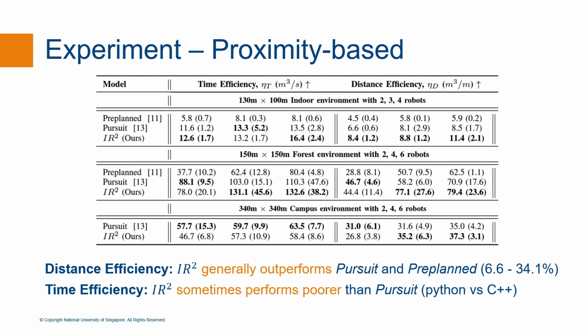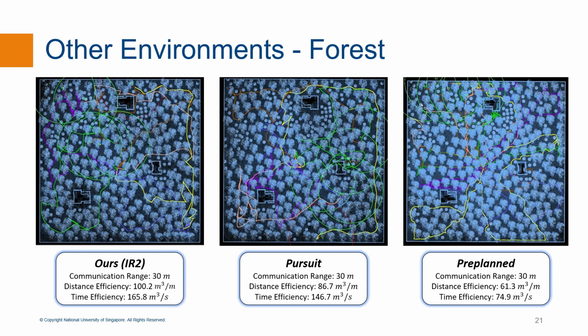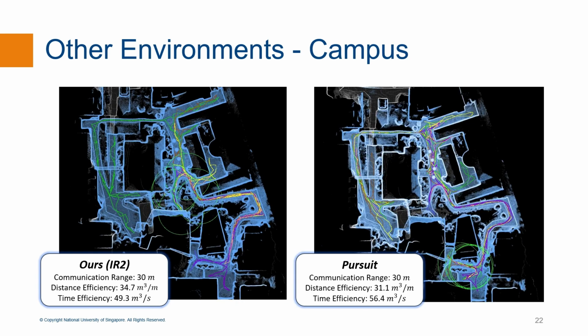Our experiments indicate that IR² generally outperforms our baselines by at least 6.6 to 34.1% in terms of distance efficiency. Admittedly, our approach sometimes performs poorer than pursuit in time efficiency, one main reason being the difference in programming language. We compare our work against our baselines in a forest environment, and finally in a campus environment as well.